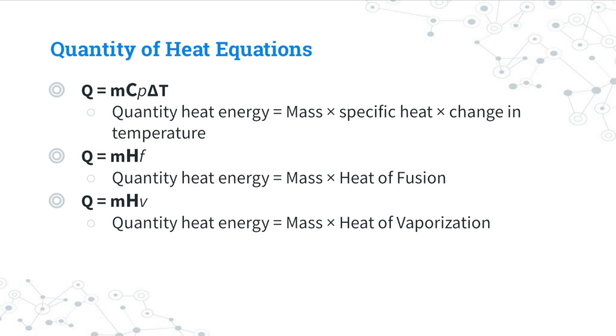There are three main heat energy equations, the first being Q equals m Cp delta T, which is energy equals mass times specific heat times change in temperature. You use this equation when trying to find how much energy it takes to move from one temperature to another within the same phase of matter.